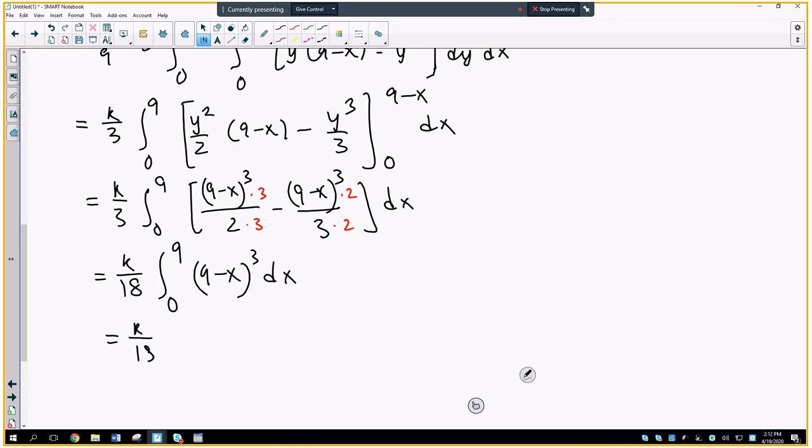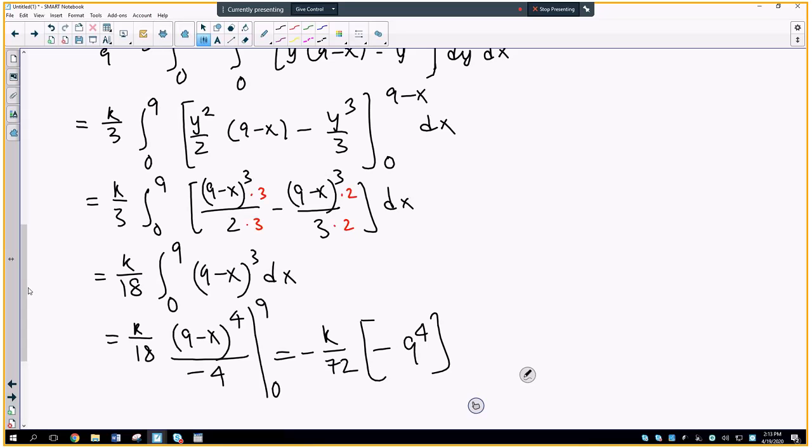So you get k/18 times (9 - x) to the power 4 over negative 4. So I go ahead and say that this is negative k/72, and then I will think about the limits, which are 0 to 9. And see, if you put 9, you get a 0, no contribution. If you put 0, you get 9 to the power 4.